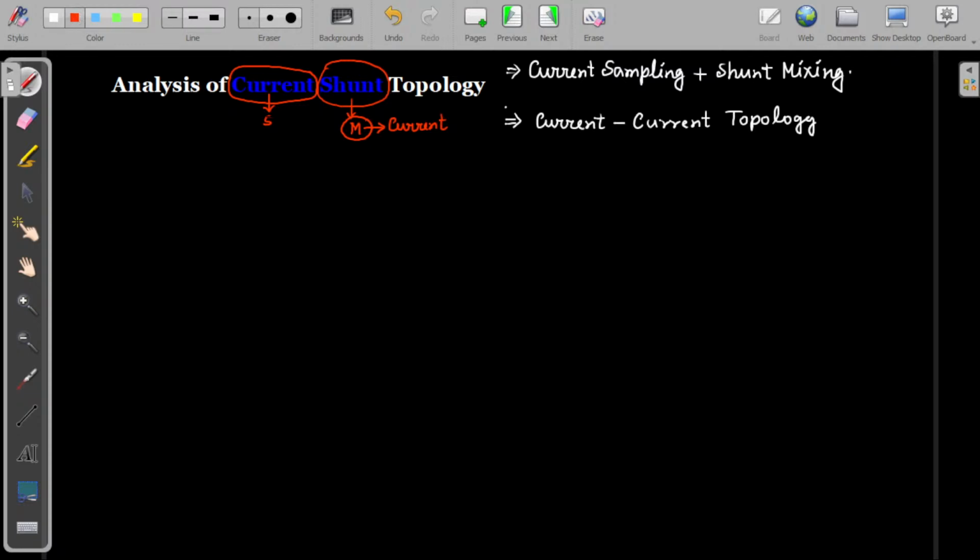Next, what does current sampling mean? Current sampling means we have to make the connection in the sampling edge as a series connection. So if it is a series connection, then we can call it shunt series topology.